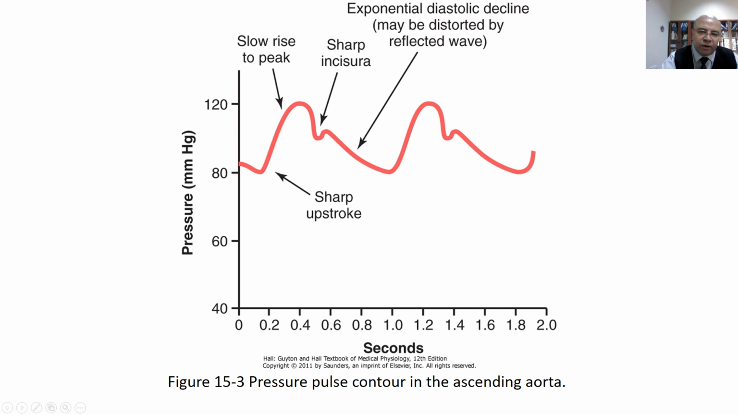Why? Because the semilunar valves are closed here. The reason for this incisura is the closure of the semilunar valves on the orifice of the aorta. Okay, so this is the pulse pressure. The difference between systolic and diastolic pressures: 120 minus 80 millimeter mercury, we get 40 millimeter mercury. Okay.